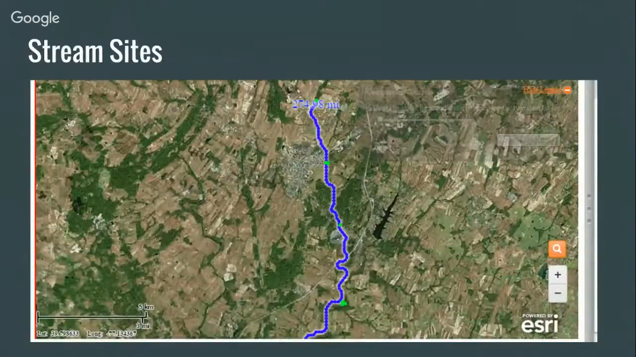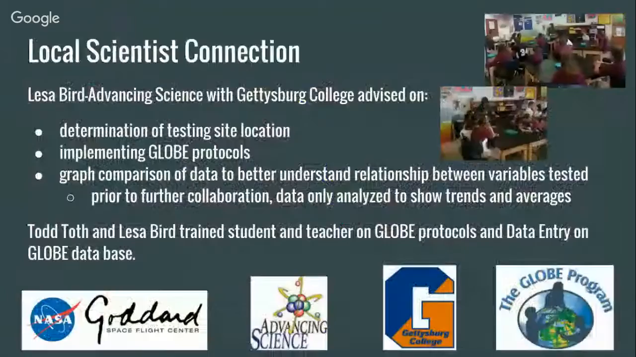This is a field scope map of the stream sites I tested. I was originally going to test different sites along Conewago Creek, but it was very hard to access those sites. So after consulting with Miss Bird from Gettysburg College and Advancing Science, I chose to evaluate Rock Creek instead. Miss Bird trained me, as well as my class, on how to use GLOBE protocols and the equipment. Mr. Toth trained Miss Bird and my teacher on GLOBE protocols and data entry on the GLOBE database.